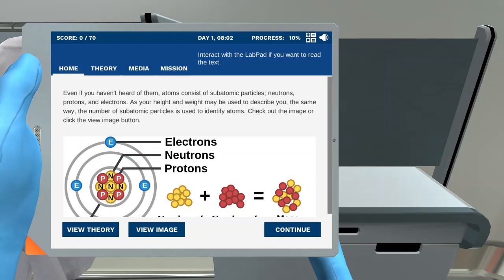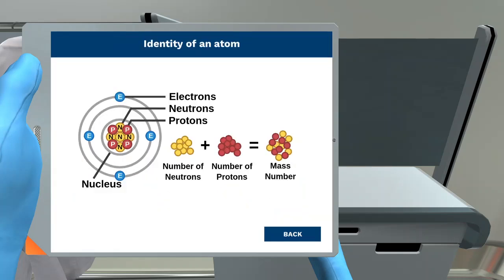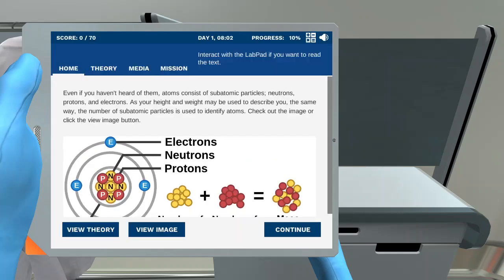Even if you haven't heard of them, atoms consist of subatomic particles: neutrons, protons, and electrons. As your height and weight may be used to describe you, the same way, the number of subatomic particles is used to identify atoms. Check out the image or click the View Image button.